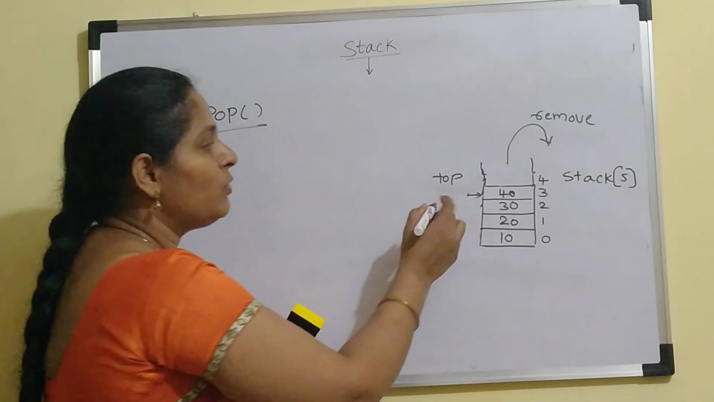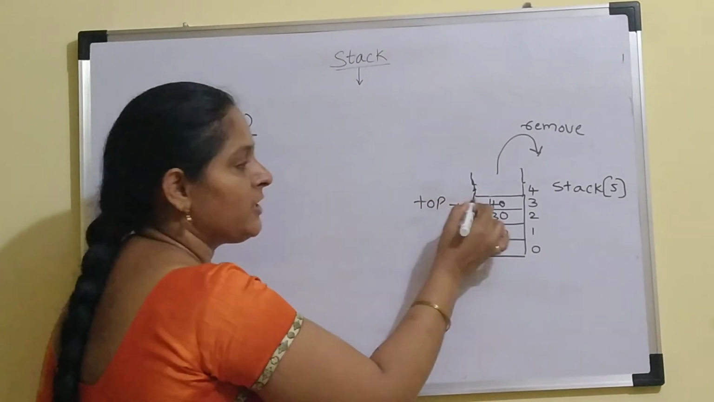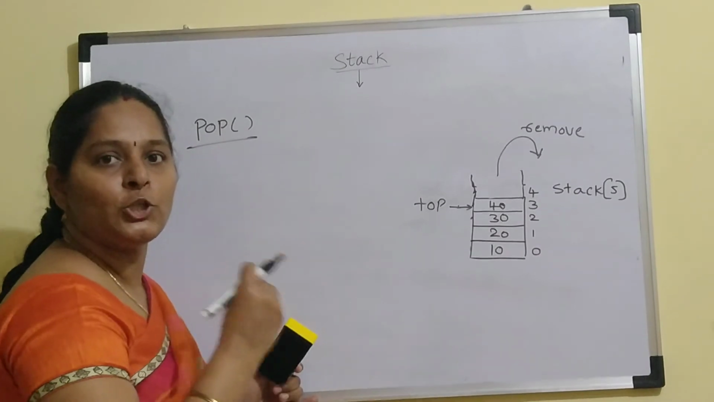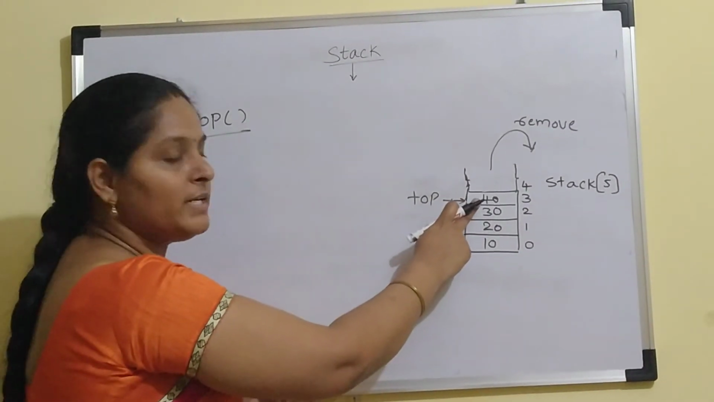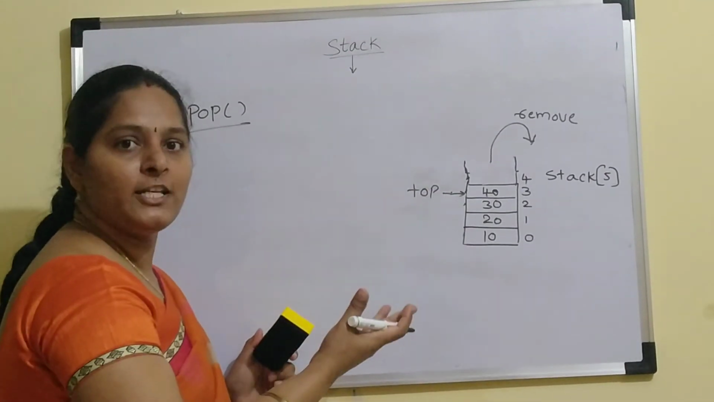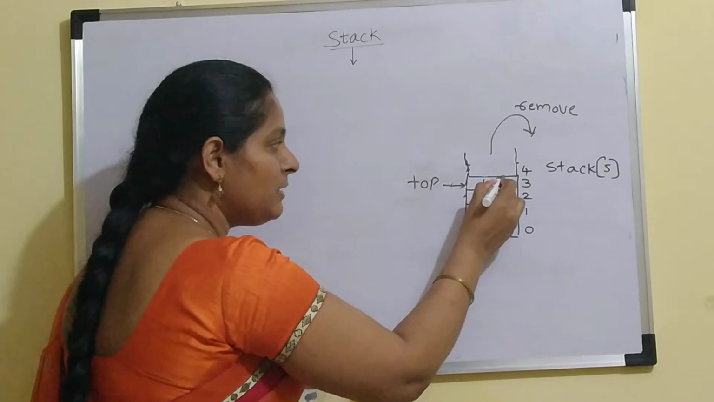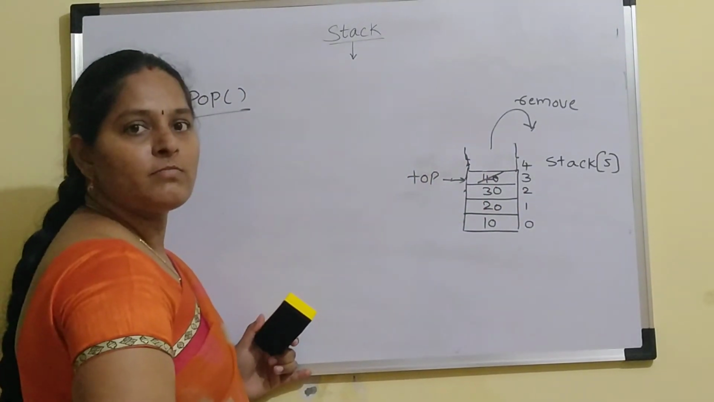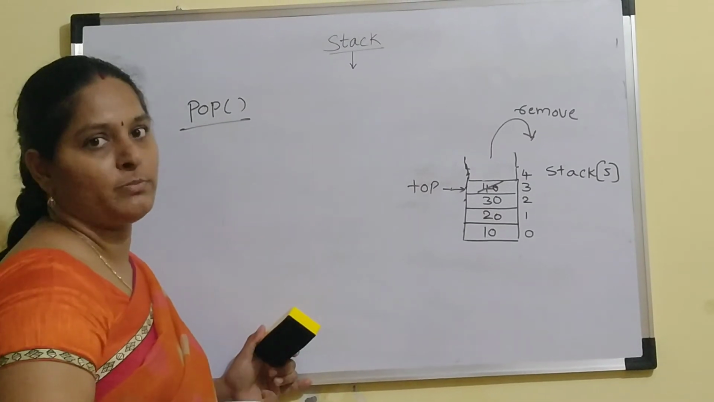So what is the next element that is eligible for removal? 40. Whichever element is on the top, that element only we can delete first, right? So the next element ready for deletion is 40. Just remove the element from the stack and make the next element the top element. That is the deletion operation.